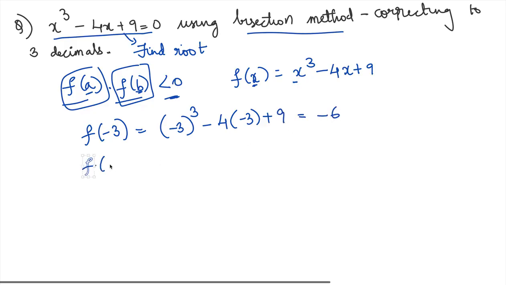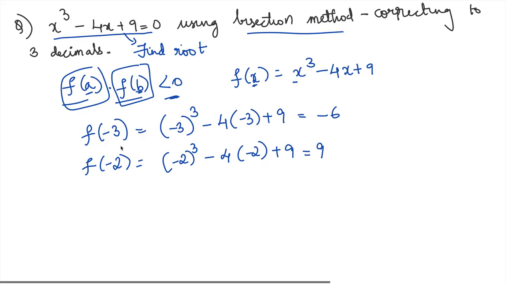Now let's see what is f of minus 2. F of minus 2 is (minus 2) whole cube minus 4 into minus 2 plus 9. So this gives us 9, right? This is minus 8 and plus 8 gets cancelled, and 9.